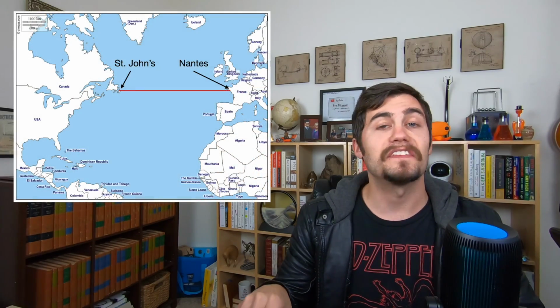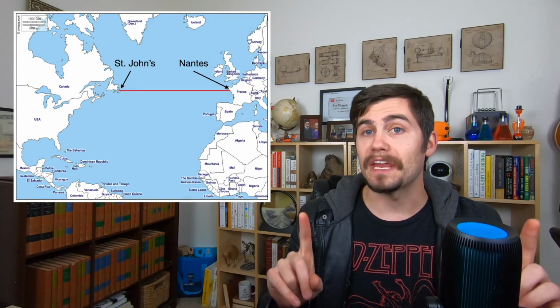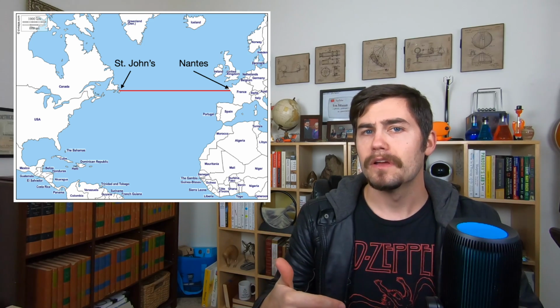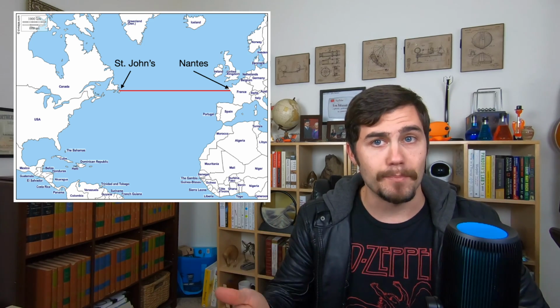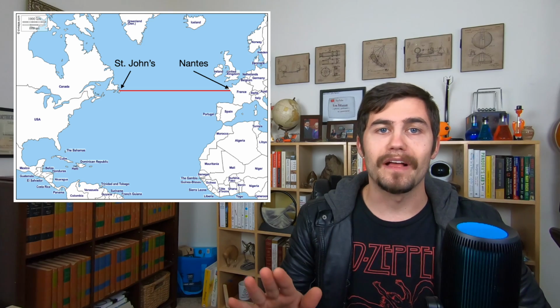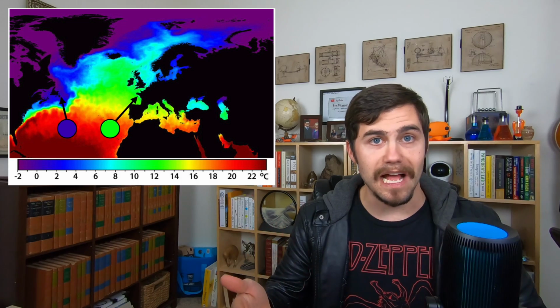This is significant because these 2 cities are at the same latitude. They are both equally far from the equator. So why are they so different in temperature? Both cities are on the Atlantic coast, but St. John's is on the wrong side of the Atlantic. Because Earth spins west to east, the ocean currents in the northern hemisphere rotate clockwise.